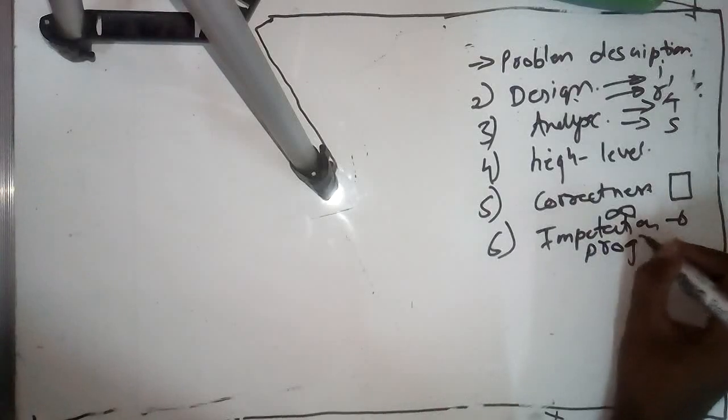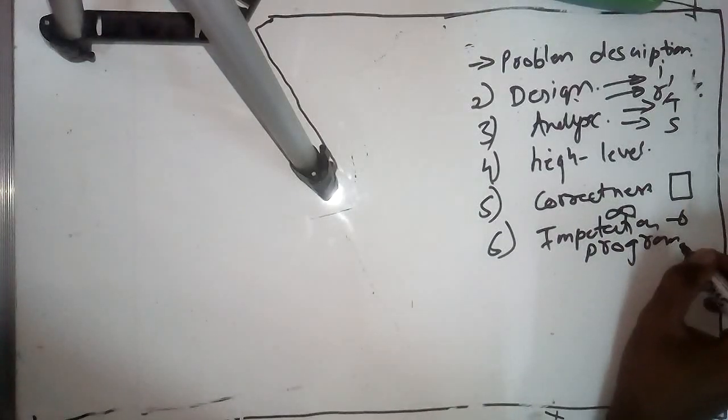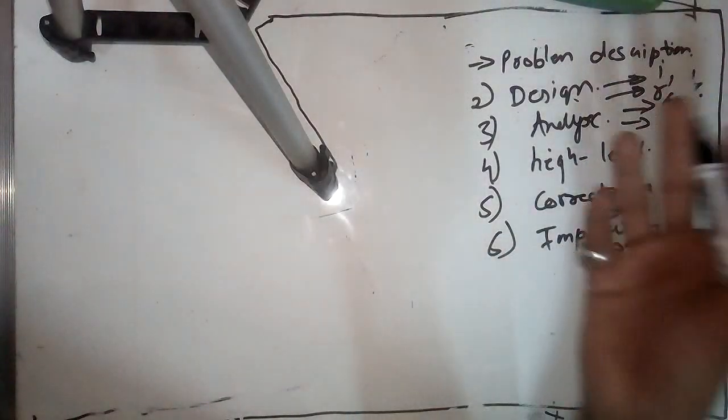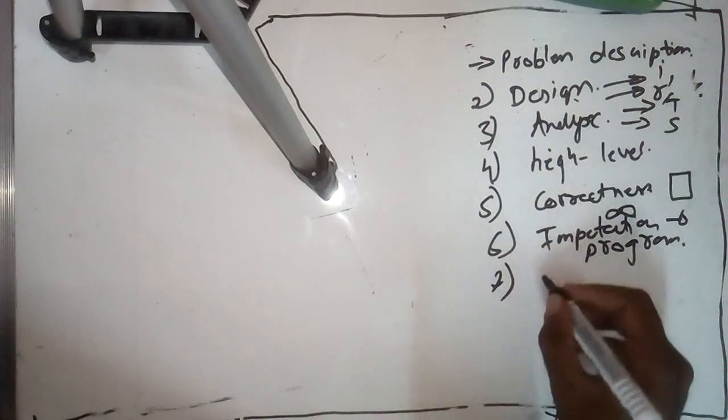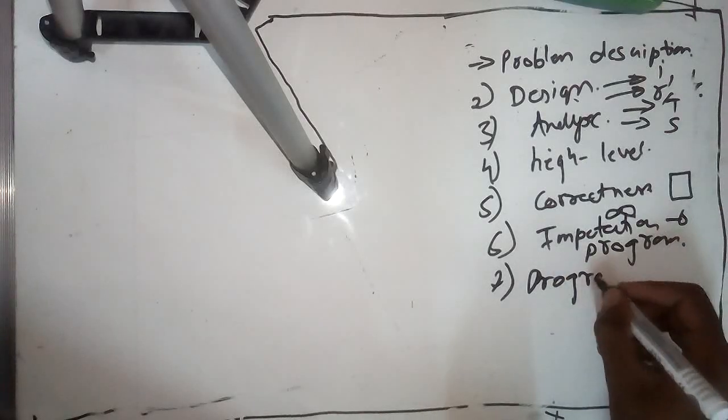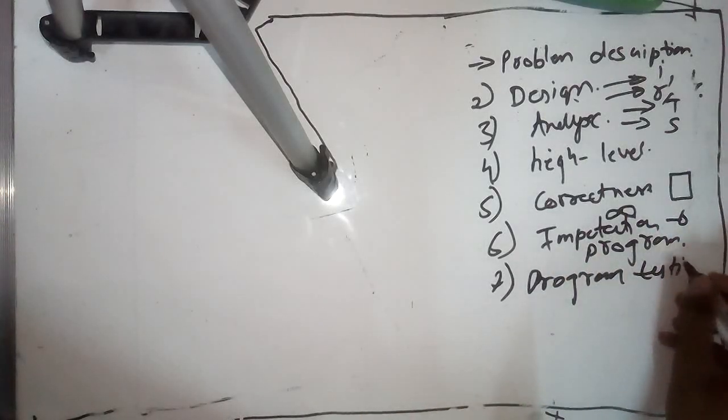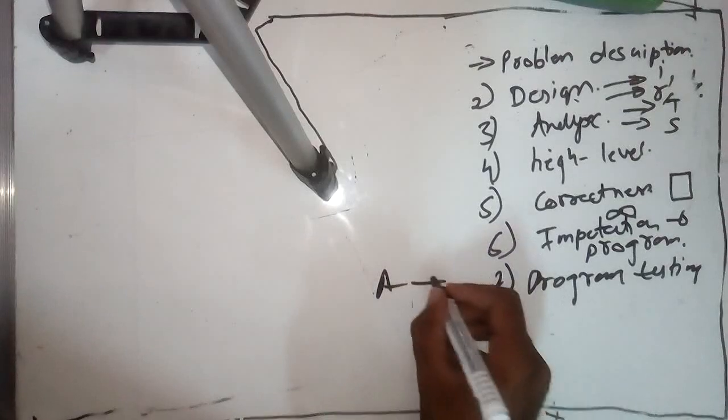Who wants to write an algorithm that will never get converted into a program? That would be a blunder, because you are making an algorithm that is not going to convert into a program, so the algorithm is kind of useless in that aspect. It should be implementable, so that we can write a program for it. And then step 7 is program testing. After we finally write a program, our algorithm is converted from an algorithm to a program.